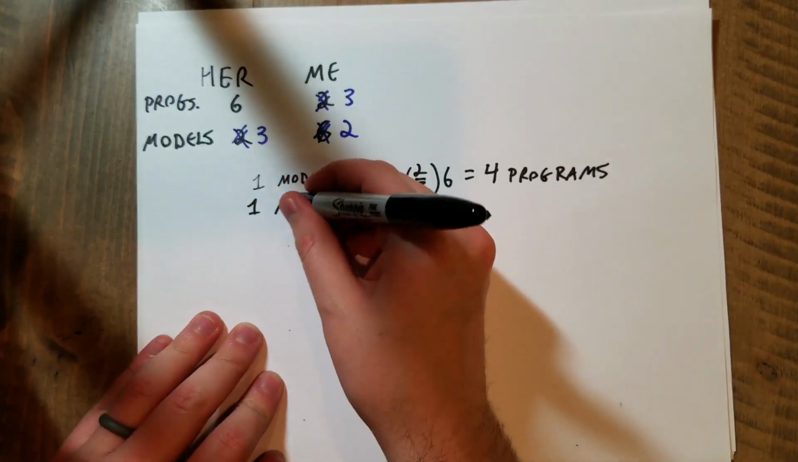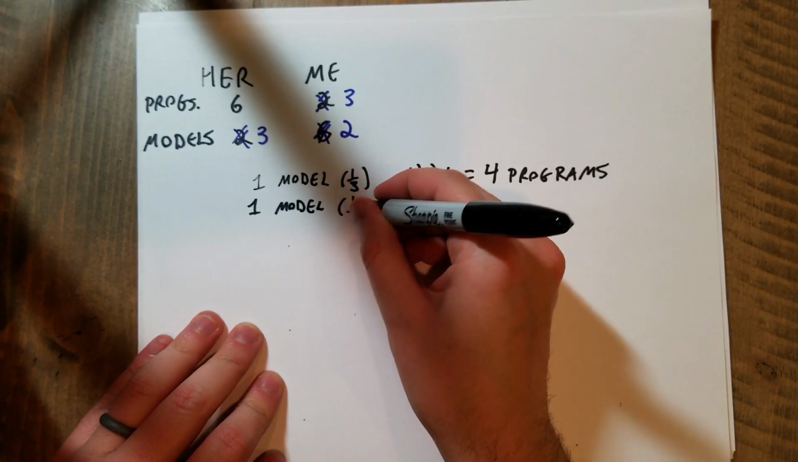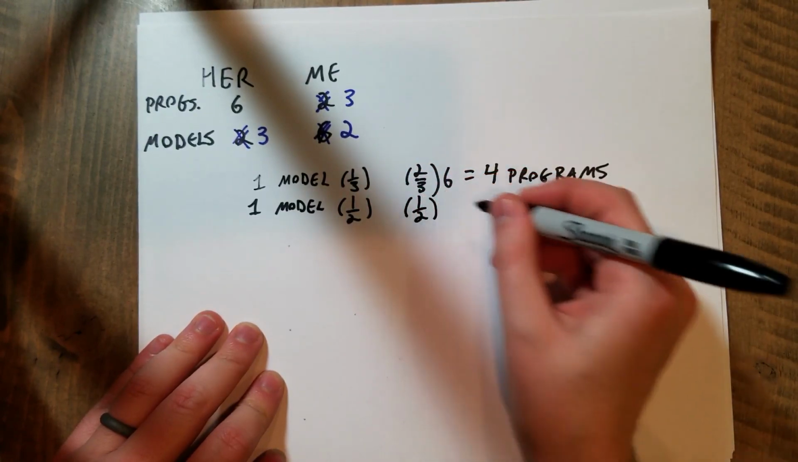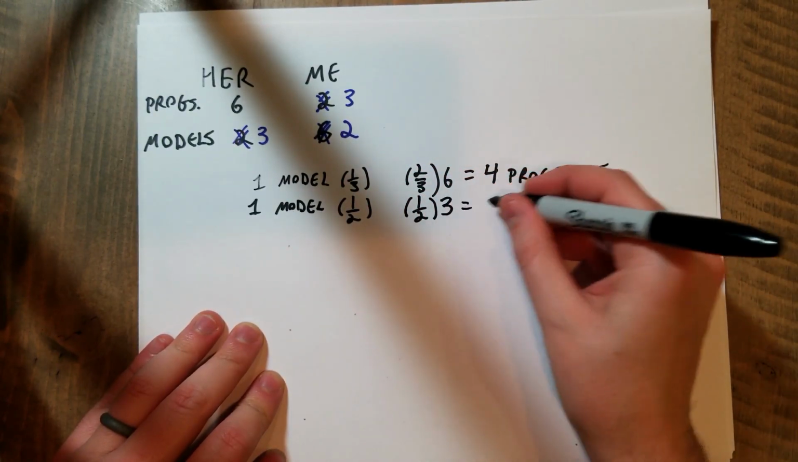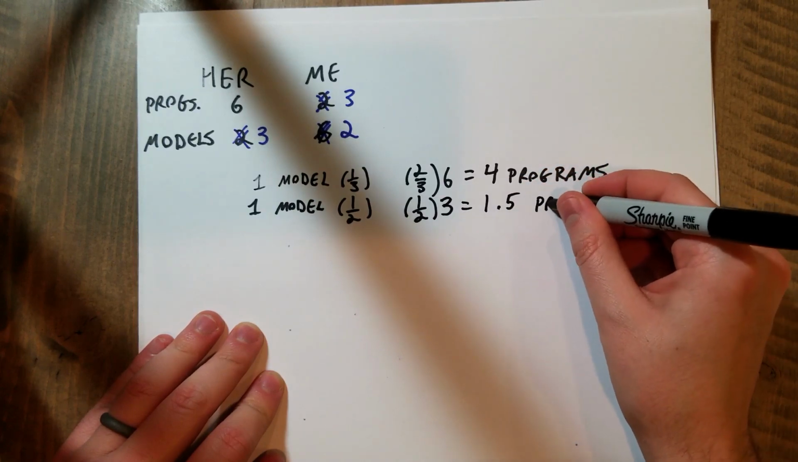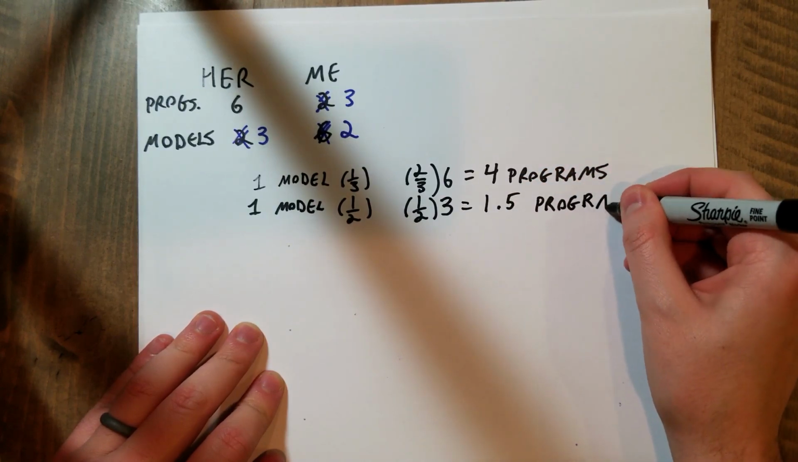How about me? If I make 1 model, that's going to take 1/2 of my time, which leaves me 1/2 of my time left over to make programs. In 1/2 of my time, I can make 1/2 times 3 programs, or 1.5 programs. So we decided that we each want to have 1 model. Whatever time we have left over, we're going to spend making programs. How many programs can we make? Turns out we can end up with 5.5 programs in total, 4 plus 1.5. So that's without trading. Let's see if we can do better by specializing and trading.